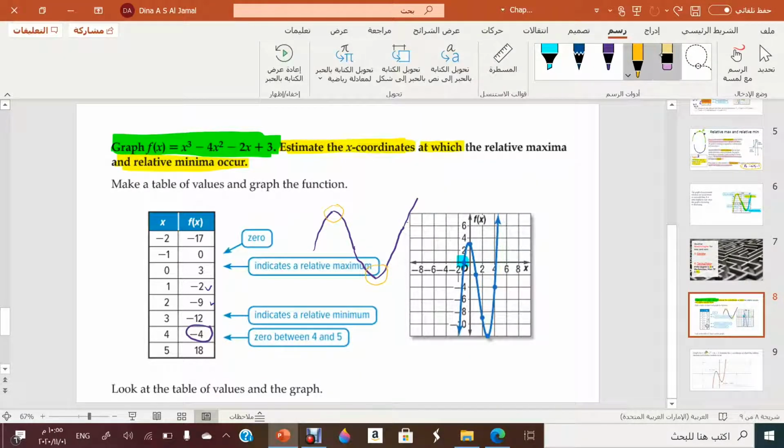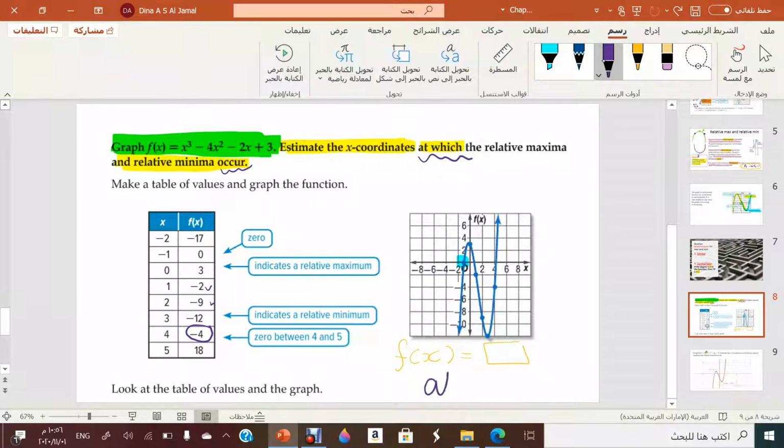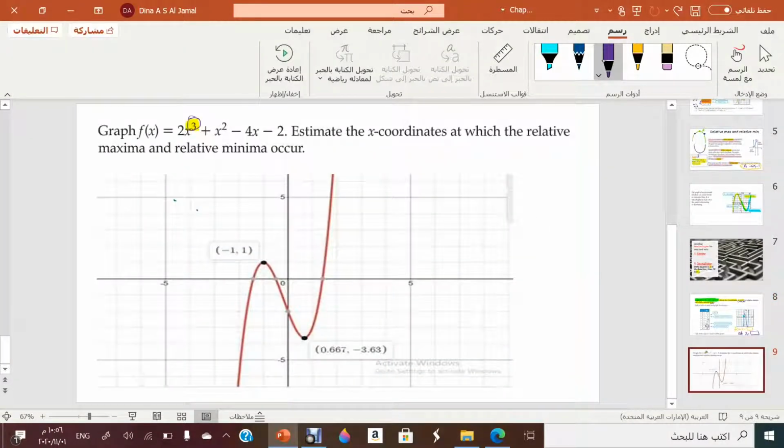minimum. With this, you need to know that whenever I'm asking you to find the relative max, relative minimum, that means you need to find the f of x value. But if I told you at which value it is occurring, that means you need to find at which value of x. Great.